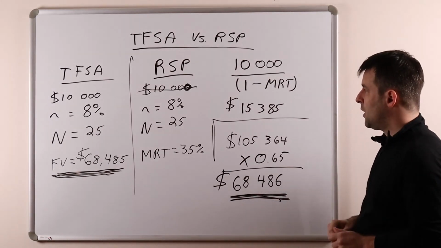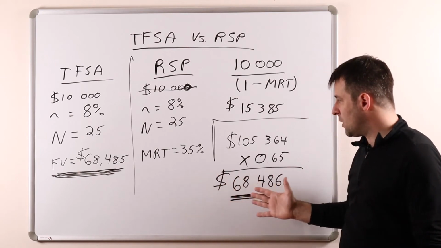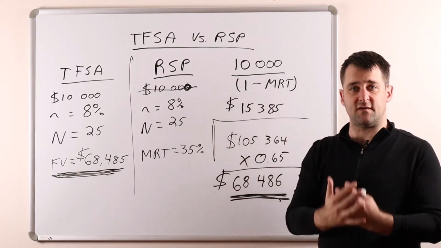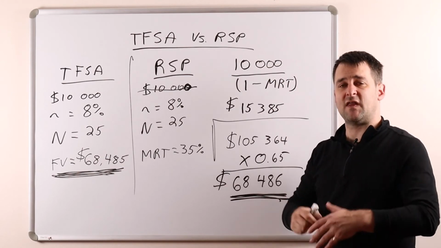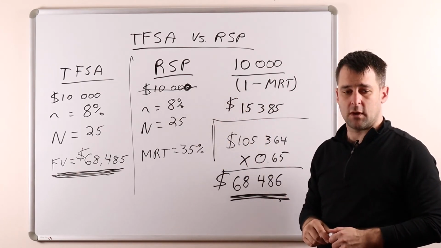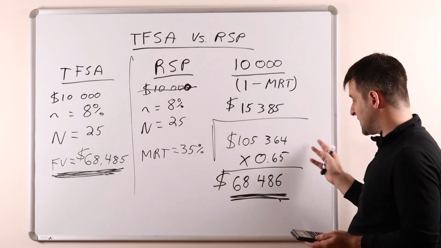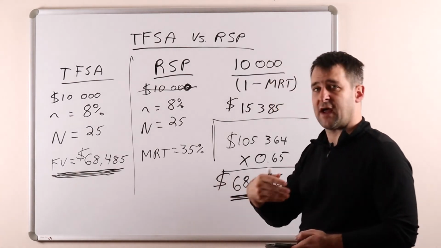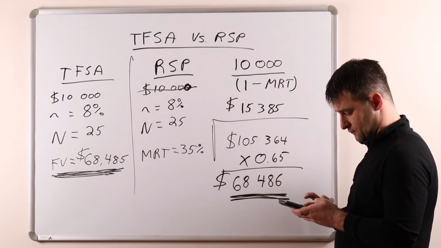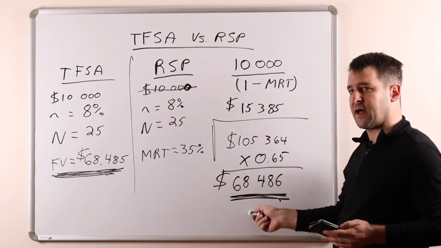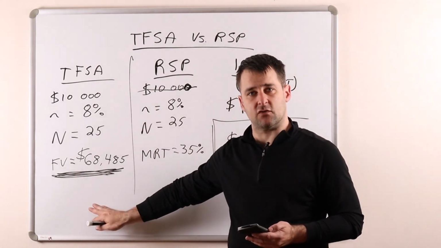So what happens is this. If you're working and during your pre-retirement years, you anticipate being in the very same marginal rate of tax in retirement as you are today, then there's absolutely no difference between a TFSA contribution and an RSP contribution at the end of the road in 25 years, all things equal. If, however, you anticipate being in a lower marginal rate of tax in retirement versus today, then as an example, if it's a 25% marginal rate of tax in retirement, we have the 105,364 multiplied by 0.75, and we would be left with approximately $79,000, which is $10,500 or so more than in the tax-free savings account.